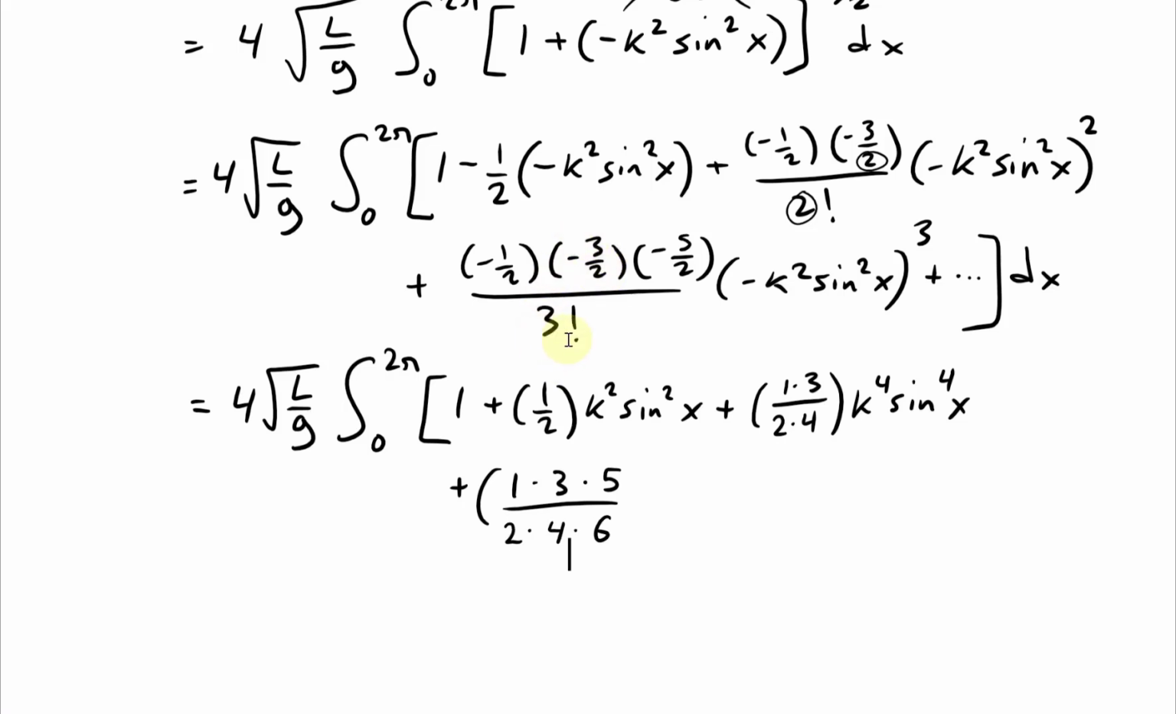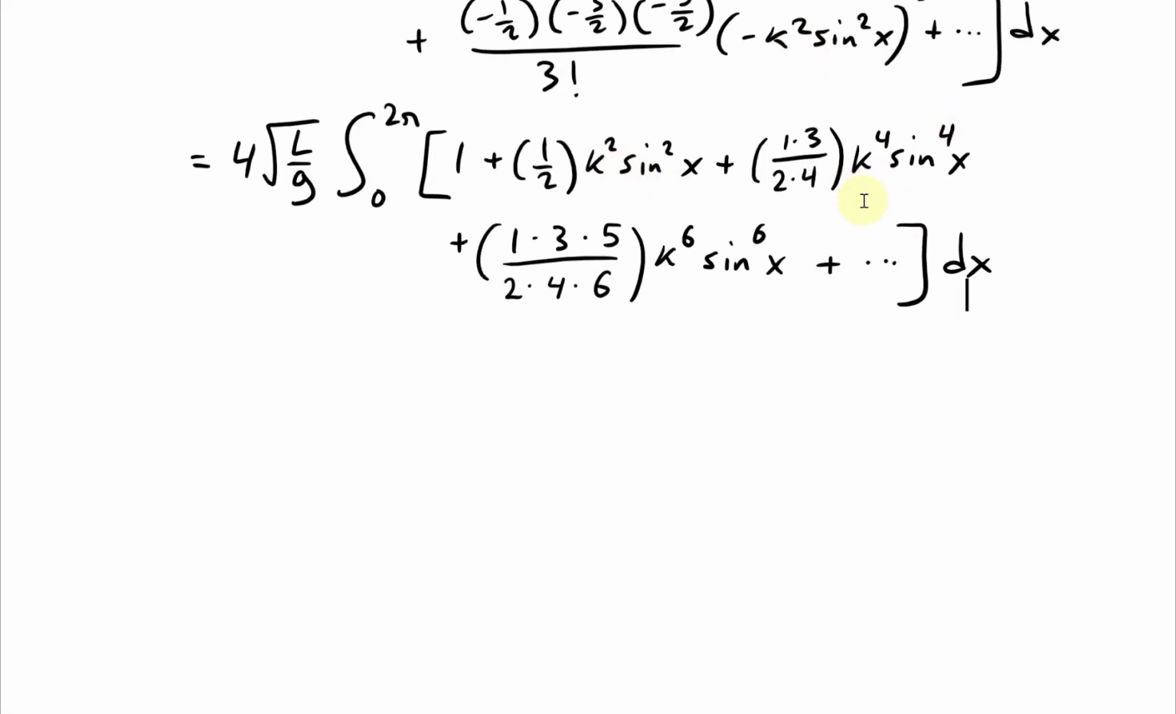So 3 factorial is 3 times 2 times 1. So the 3 times it by 2 is 6, and then the 2 times it by here is 4, just like this one here. And then, yeah, you can see the pattern. Now the negatives you already accounted for. Now it's going to be cubed, so 2 cubed is 6. So k to the 6 sine to the 6 of x, and plus dot dot dot, box this out, and now that we have that.